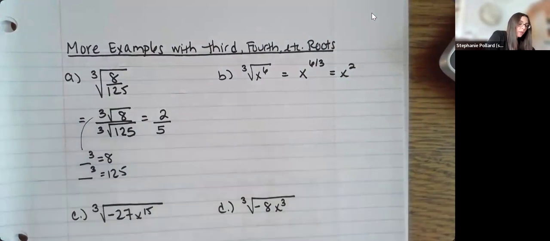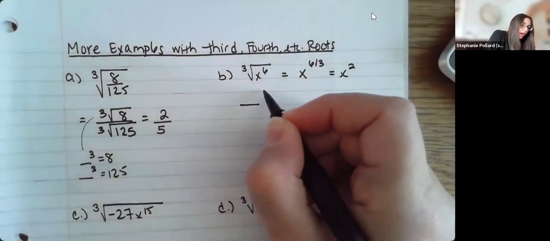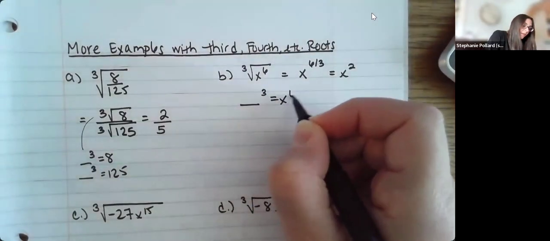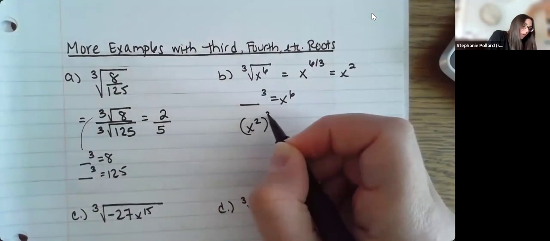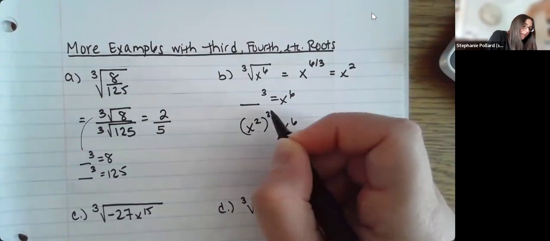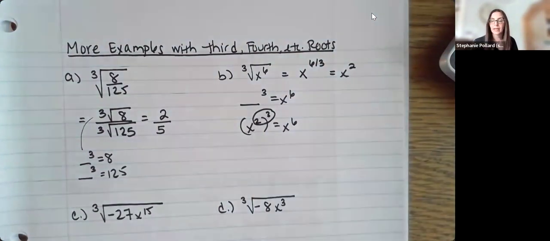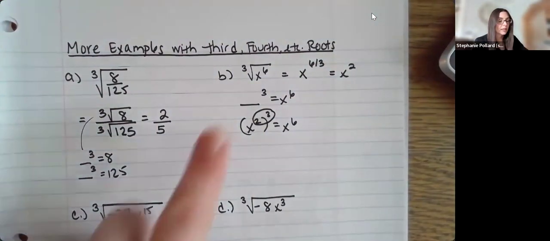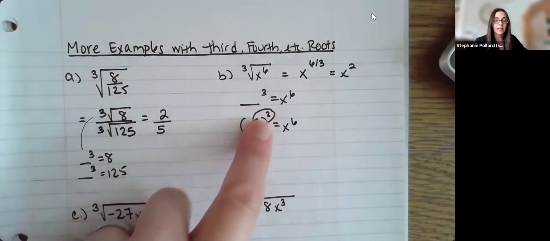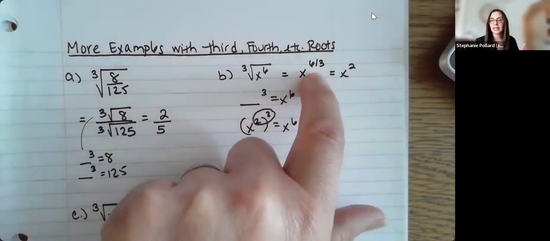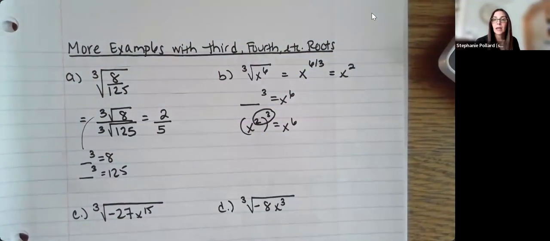Now, why does this work? Well, remember, you're saying, well, what thing when I cube it would give me x to the 6? And x squared, when I cube it does give me x to the 6, because the rule there is that you would multiply those exponents. So we're basically using the inverse idea there, because we'd be multiplying the exponents to check it. You would use division to get that exponent if you have a variable or something different like that.